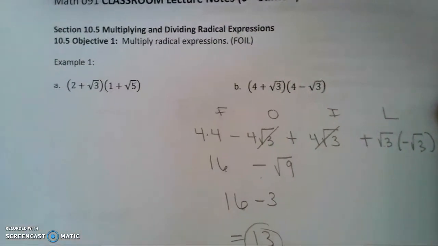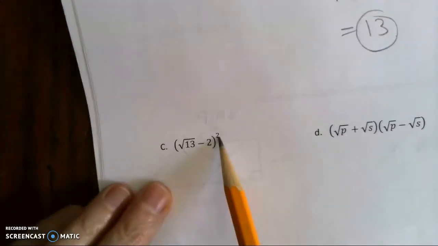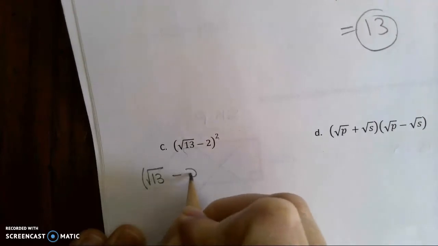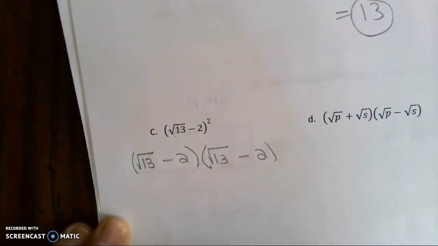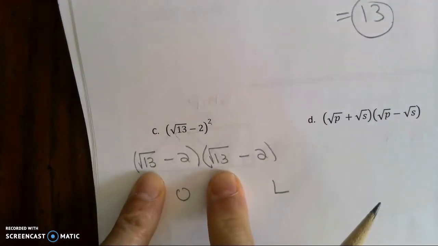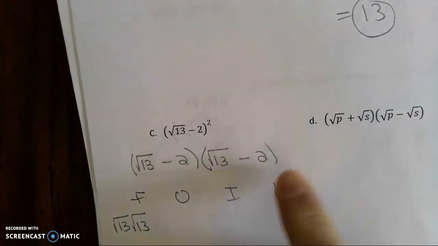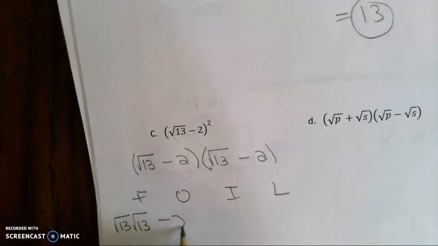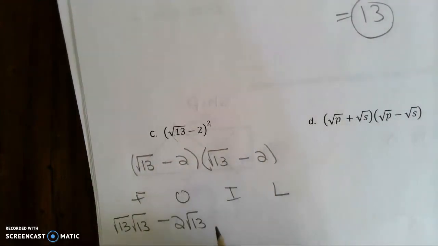I did B. I also want to do C. Okay, so for this one I have the square root of 13 minus 2, squared. I'm going to go ahead and write this times itself, which is what squared means. And again, I'm going to go ahead and use FOIL for this one. First would be square root of 13 times square root of 13. These are the outsides, so negative 2 times square root of 13. The inside is negative 2 times square root of 13.